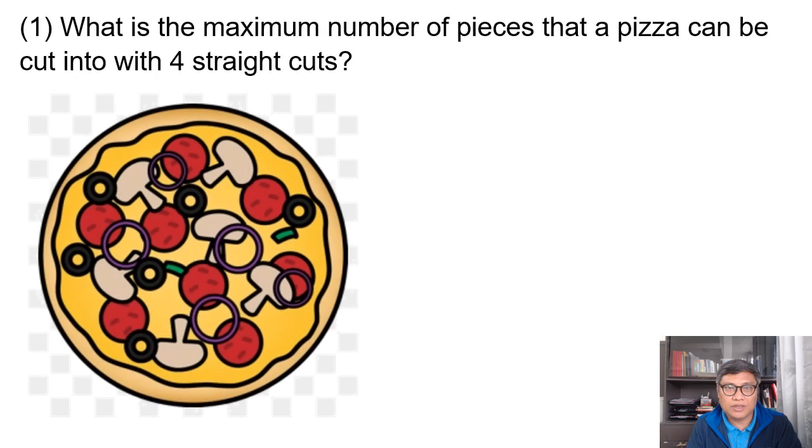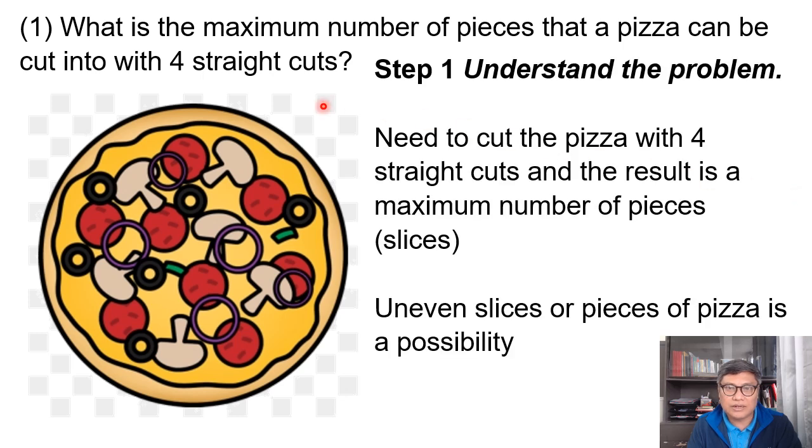Now let's have this as a simple example, class. If you are asked what is the maximum number of pieces that a pizza can be cut into with 4 straight cuts. Of course, you can have lots of ways of doing this by experimentation if you want to. Now, of course, what we do is to understand the problem. So we need to cut the pizza with 4 straight cuts, and the result is a maximum number of pieces or slices. And even slices or pieces of pizza is a possibility.